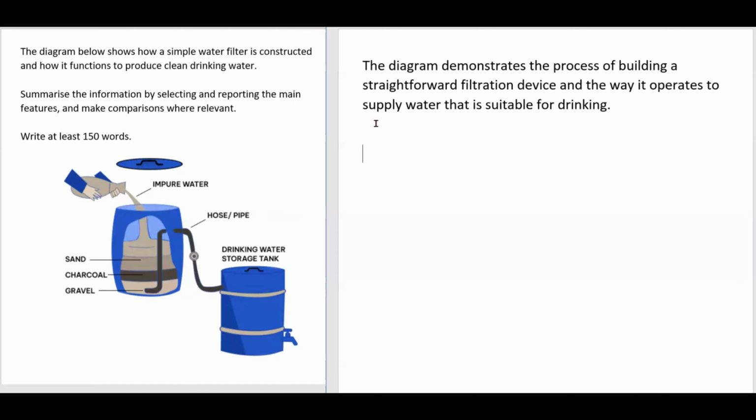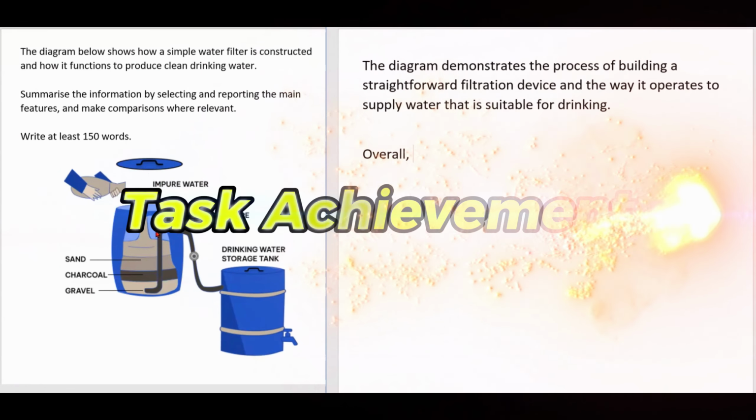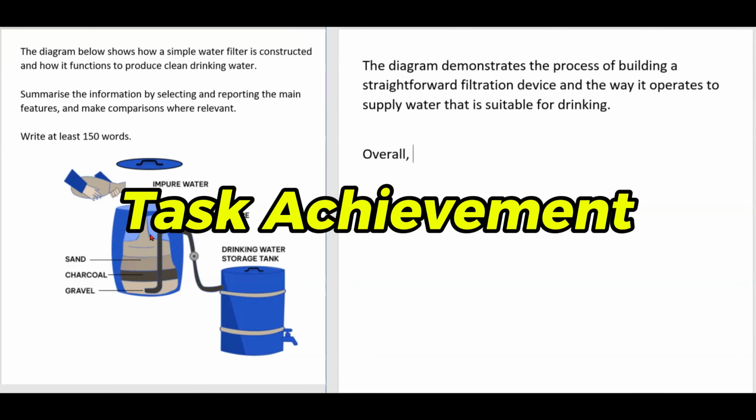Okay. It's possible to write the overview here in the second paragraph, or it's also possible to write the overview at the very end. Okay. Overall. Now, what goes in the overview? In the overview, what we do is we describe the big picture. Okay. We put something big. We don't go into the minutiae or the small details. Okay. Just the big picture. Impure water is poured here, and that it transforms into drinking water or clean water.